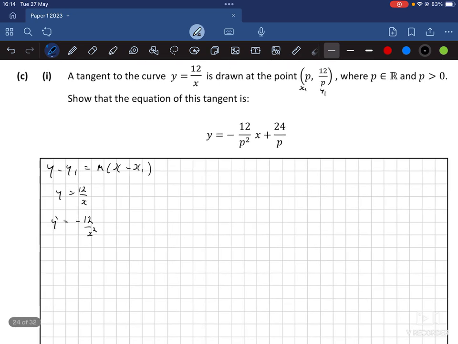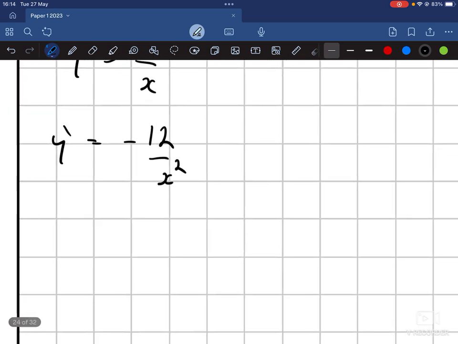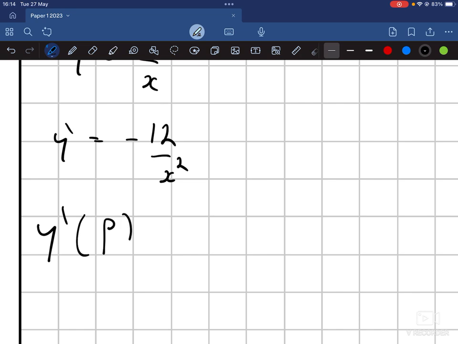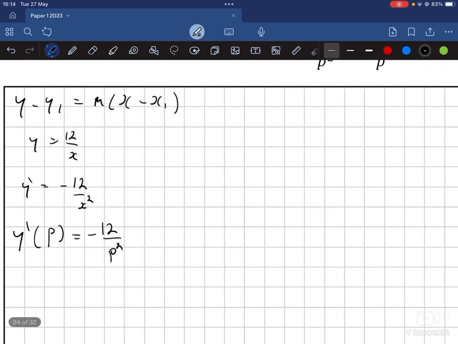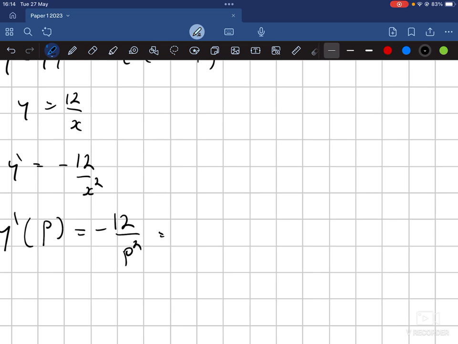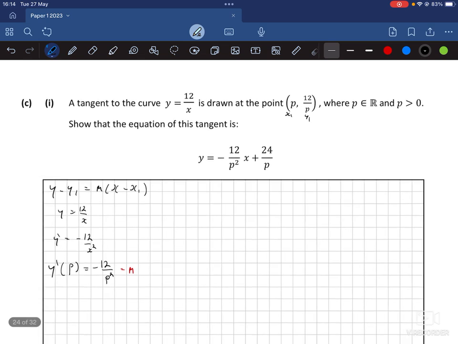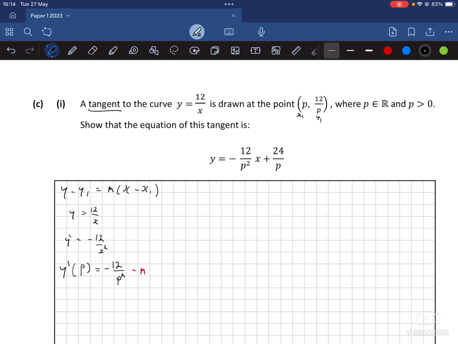And it's at the point P. So this is all happening at the point P, so I have to stick in P. So minus 12 over P squared. So this is M. That's how you find the slope at a point for a curve. Anything about tangent calculus, especially for this one here.